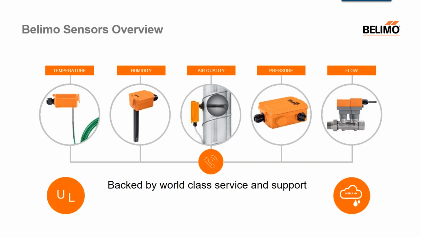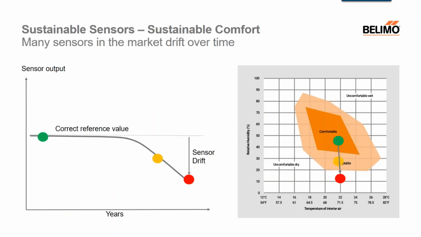Today, I would like to discuss more about the specific Belimo sensors relating to indoor air quality and demand control ventilation applications. Sustainable sensors are of paramount importance for ensuring sustainable indoor air quality, comfort, and energy savings. Many sensors in the market today drift over time. This sensor drift results in the comfort levels falling out of acceptable living or working conditions, resulting in occupants becoming unproductive, uncomfortable, unhealthy, and causes energy wastage.